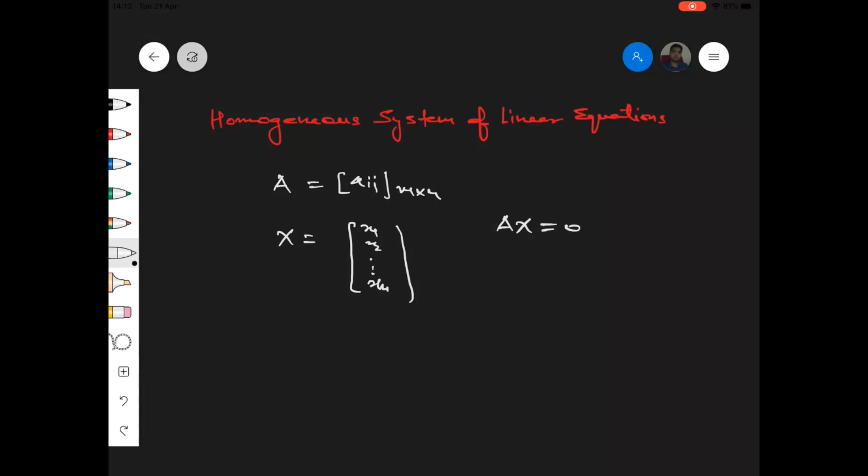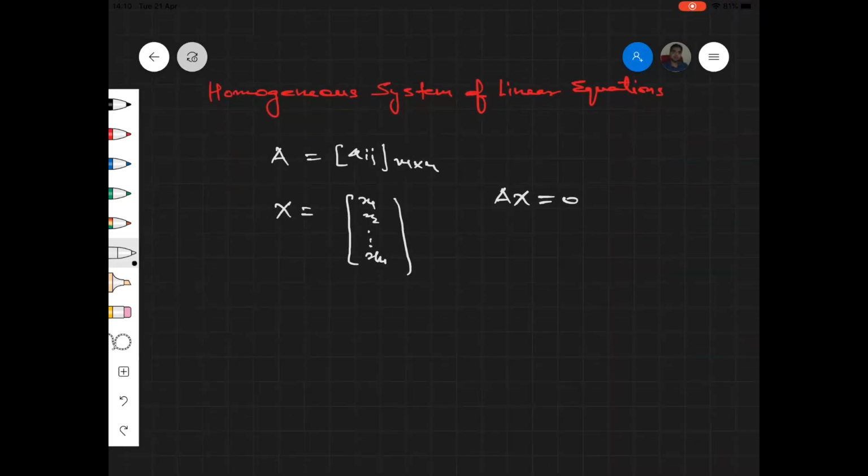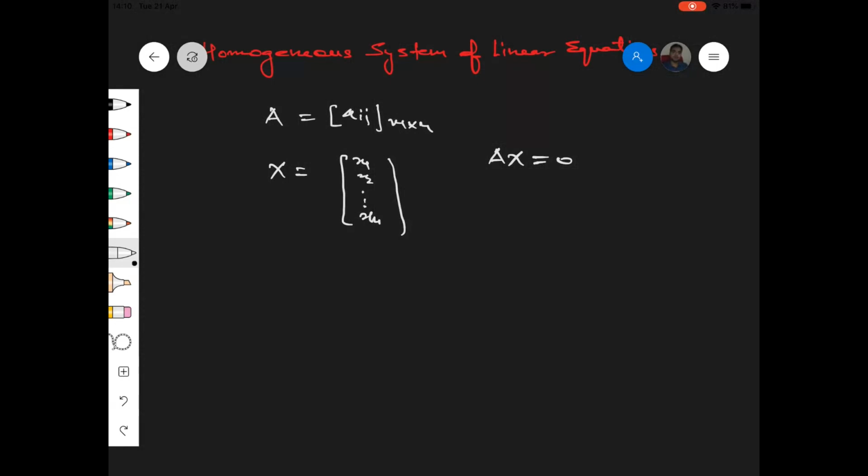If the right hand side, where this 0 is actually the column 0, is non-zero, then it is a non-homogeneous system of linear equations. We'll try to understand here what are the cases when it will have a solution, when it will have a trivial solution and a non-trivial solution. The very interesting thing about a homogeneous system of linear equations is that it always possesses a solution.